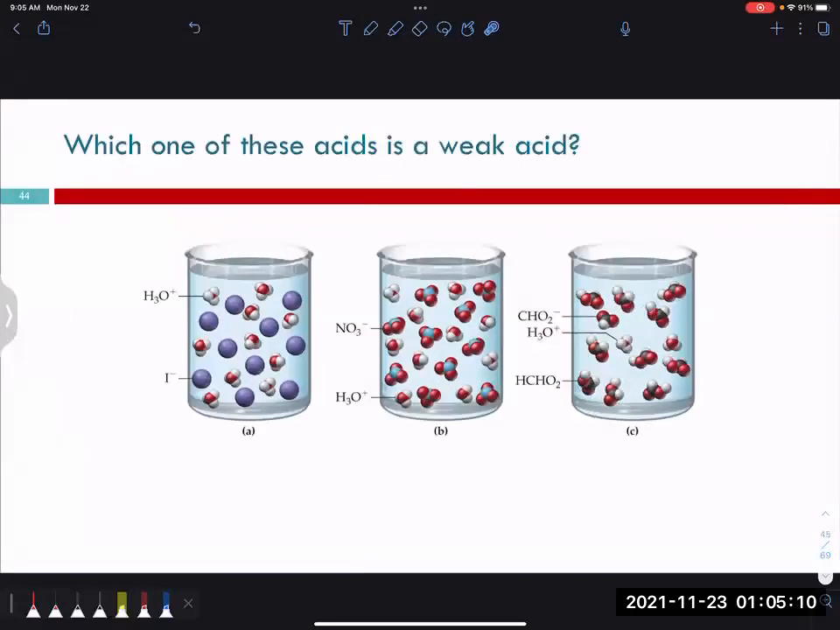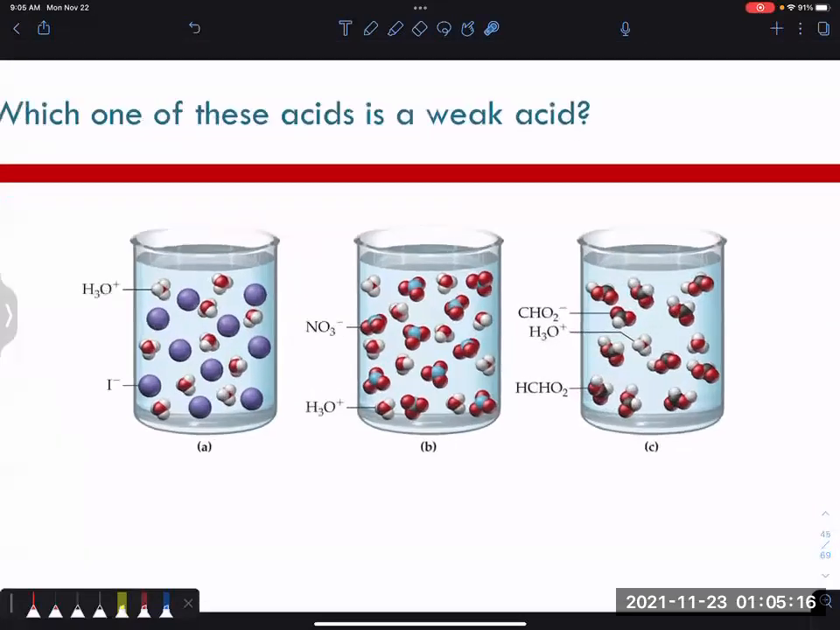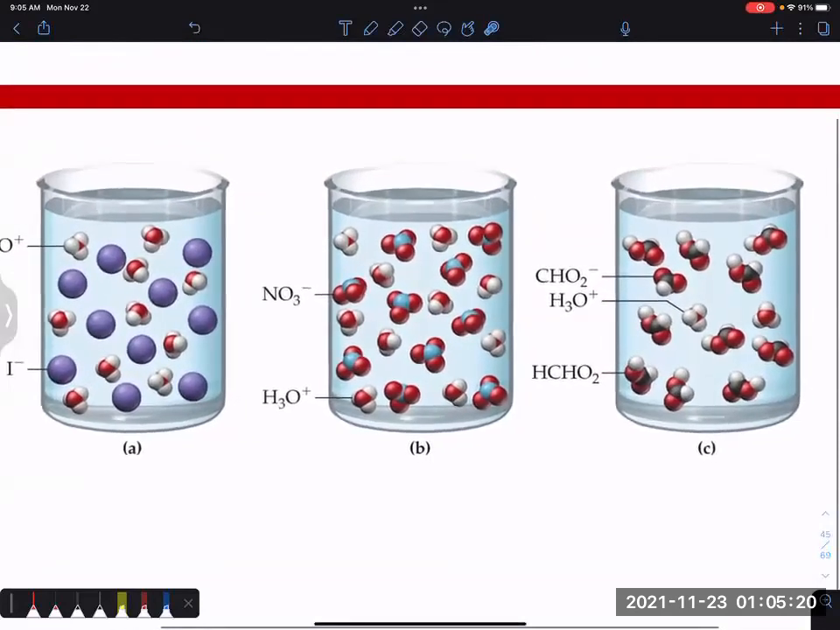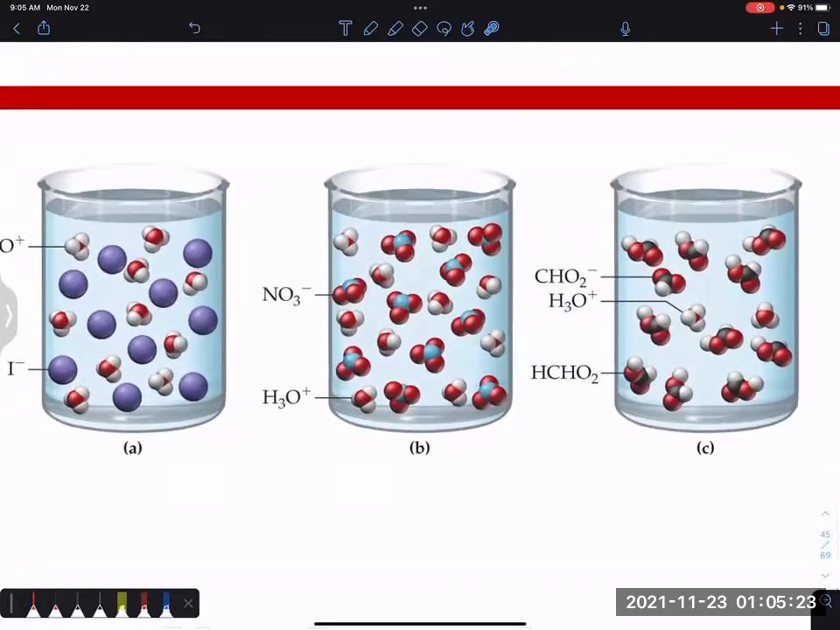Yeah, it's going deeper than this class goes. We can do this one though. So which of these is a weak acid? That's easy enough to see.